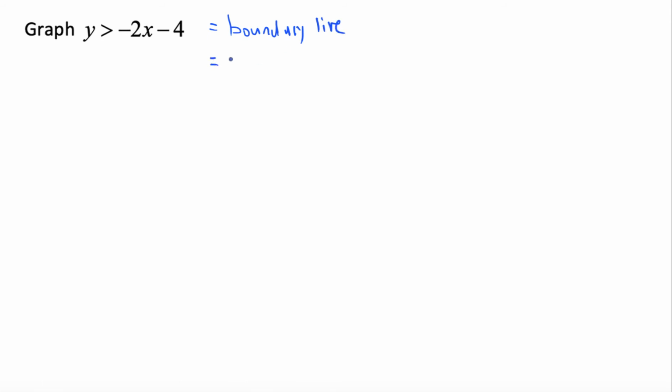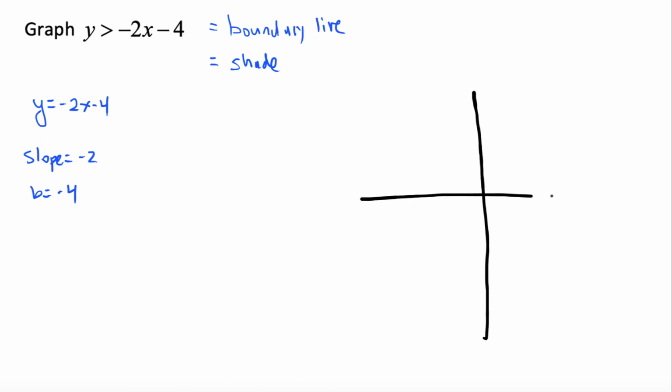But then we also have to determine which side to shade, because of the inequality. We need to shade one side or the other. So the first thing we should do is draw the line that is given by this equation here. We notice that this is in slope-intercept form. The slope is negative 2 and the y-intercept is negative 4, so we can use this information to draw the line using the slope and the y-intercept.